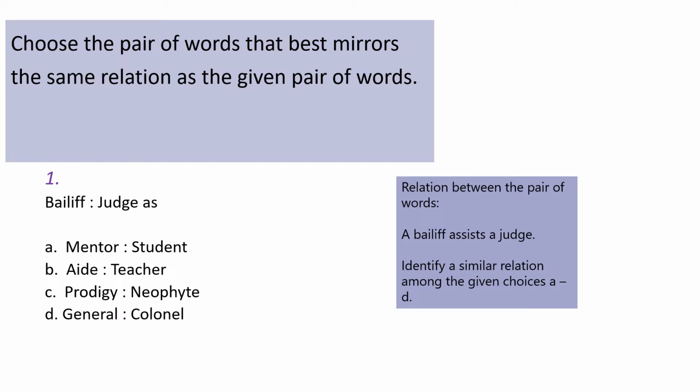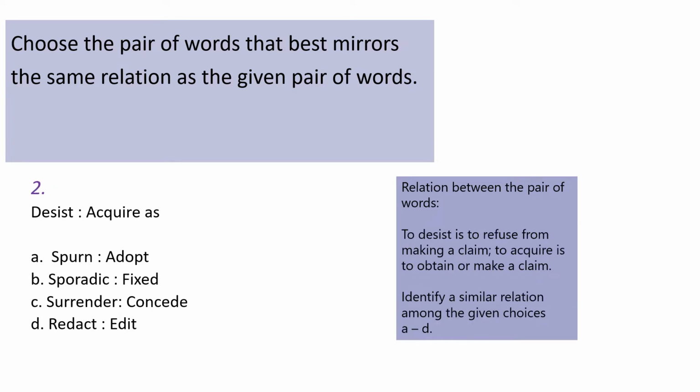For number 1, we are given that a bailiff is to judge. So a bailiff assists a judge. We will have to find a similar relation among the choices A to D such that one is an aid of the other. For number 2, desist is to acquire.